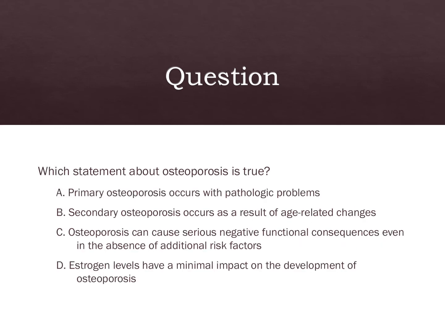Which statement is true? The answer to this is C. Osteoporosis can cause serious negative functional consequences even in the absence of additional risk factors like balance, environmental risks, things like that. Because osteoporosis is a gradual loss of bone mass that affects all adults to some degree, and is strongly associated with those fragility fractures. Osteoporosis is classified as primary when it is associated with age-related changes like the hormonal changes, and as secondary when it's caused by medications or other pathologic disturbances.